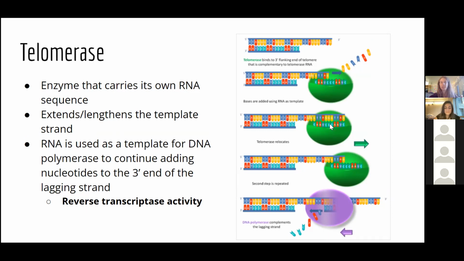And this picture is really, really good. And so this is to lengthen the template strand. So this picture, the green, is telomerase here. So obviously this is 5' to 3'. Since we're making this 3' to 5', that is our lagging strand. So it binds to the 3' end of the telomere, which in this case, we have our TTAGGG. So we're going to bind to the 3' end here. And when we bind with this RNA sequence, then new DNA can come and continue synthesizing this direction.